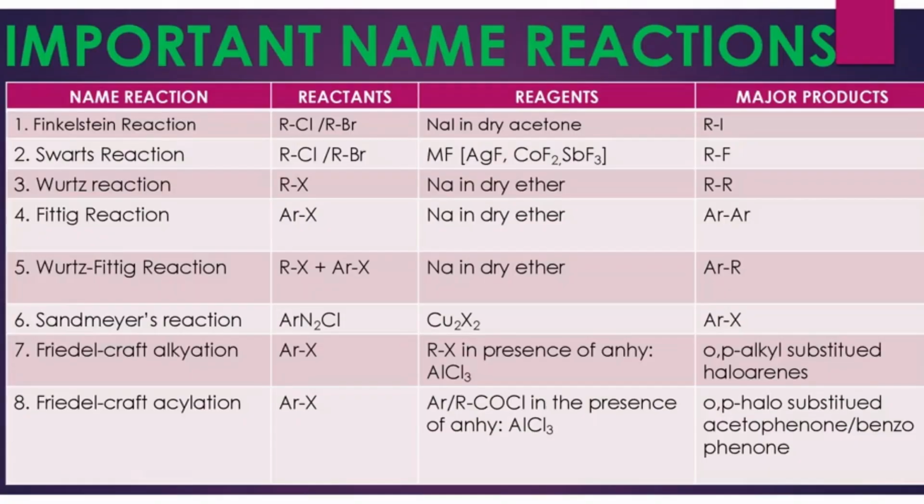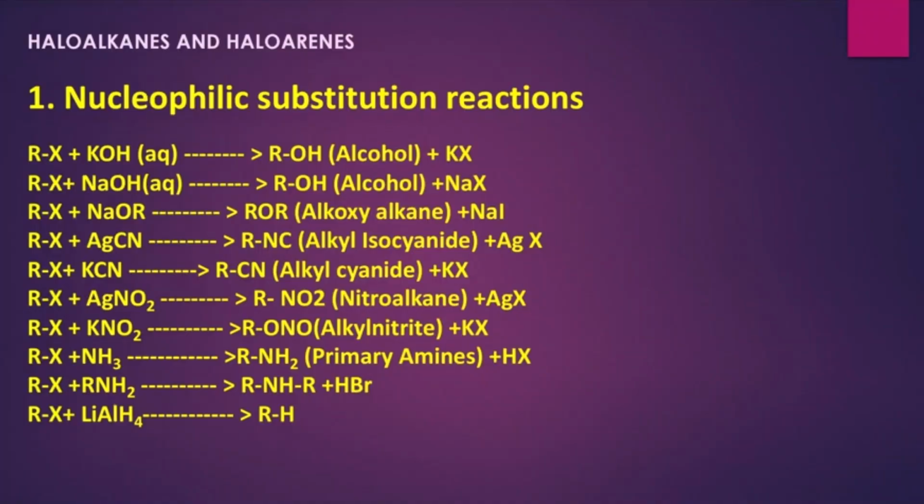Let us start with the first chapter, haloalkanes and haloarenes. Some important name reactions are Finkelstein reaction, Swarts reaction, Sandmeyer's reaction, Wurtz reaction, Fittig reaction, Wurtz-Fittig reaction, and Friedel-Crafts alkylation and acylation. You can see a consolidated form of all these reactions on the screen. Next, we move to the important reactions of haloalkanes. The first one, nucleophilic substitution reactions. As you know, a nucleophile will come and replace the halogens in nucleophilic substitution reactions. Certain examples are on the screen.